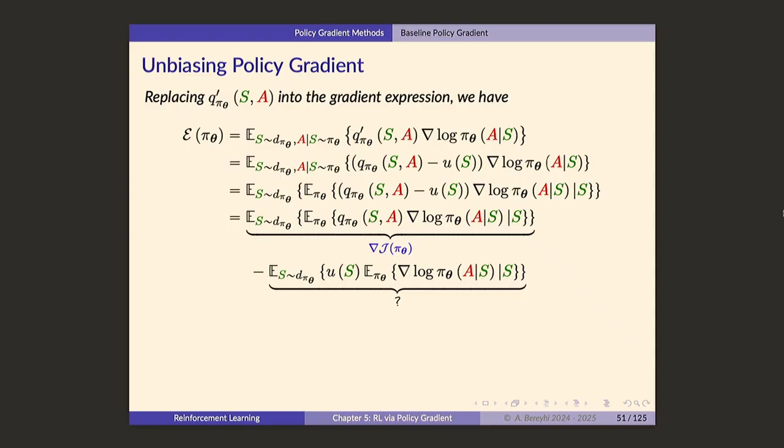So what is the second term? The second term is U times the gradient of your log likelihood. The expectation is taken first with respect to the action, then with respect to state. When I take the expectation with respect to action, does U get impacted?